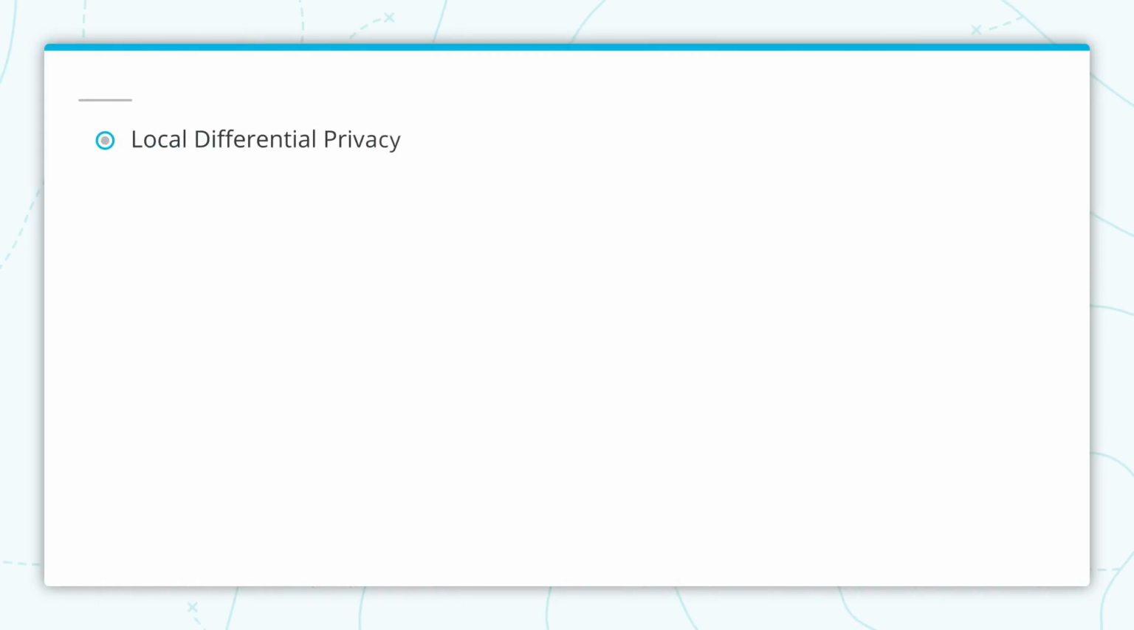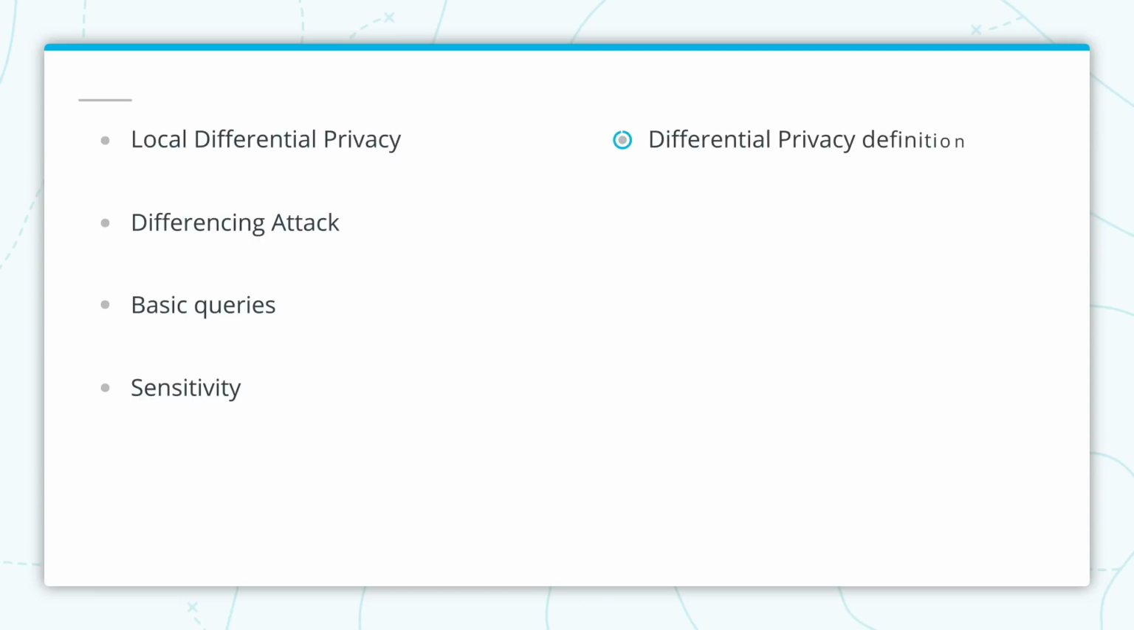Thus far, we've gotten a lot of intuitive notions of privacy. We've walked through an example of local differential privacy. We've walked through a differencing attack. We've walked through basic queries and the definition of sensitivity. And now we have the basic building blocks to talk about what the true formalized definition of differential privacy actually is. This will also lead us into our first implementation of global differential privacy as well.